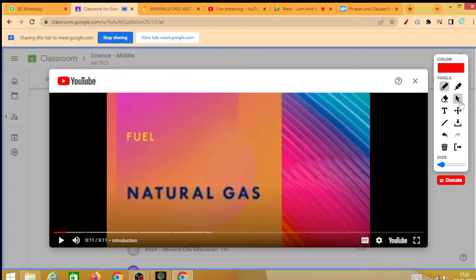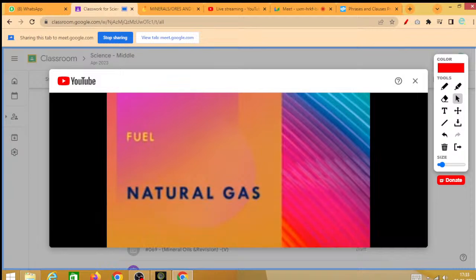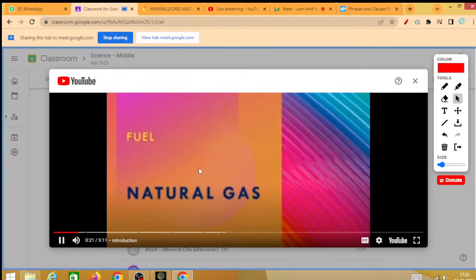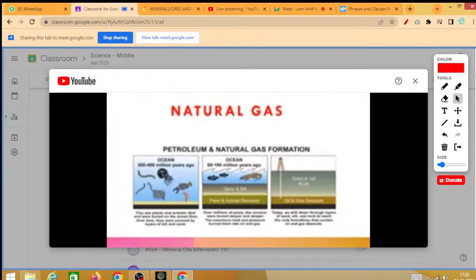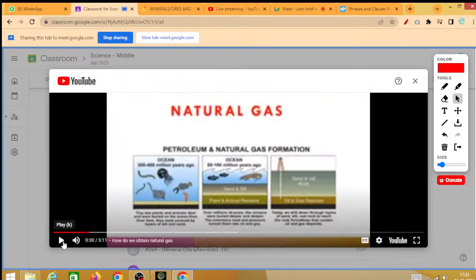We have already studied about coal, which is a solid fuel, and mineral oil, which is a liquid fuel. Now we're going to learn about a gaseous fuel, which is called natural gas. Now, let us understand how do we obtain natural gas. First, very, very clearly try to understand how natural gas is made.